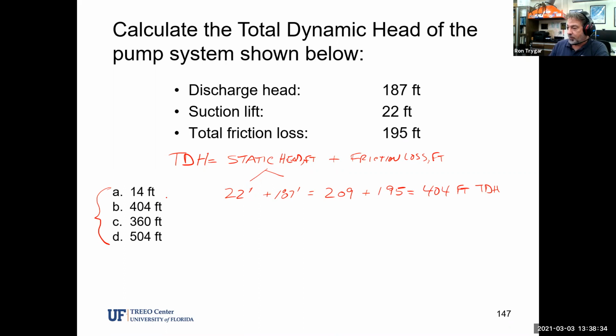So what answer looks the best? Is it A, B, C, or D? Looks to me like B is the most correct answer. So there we go. That's how we're going to do that calculation.